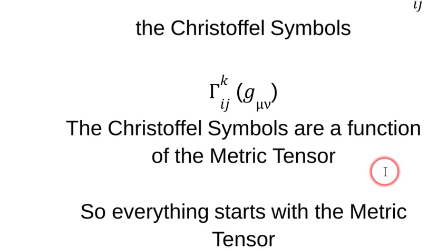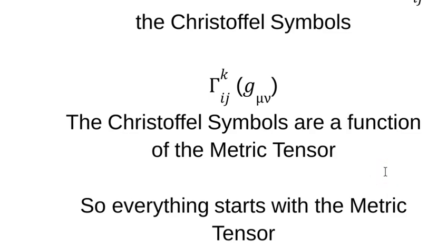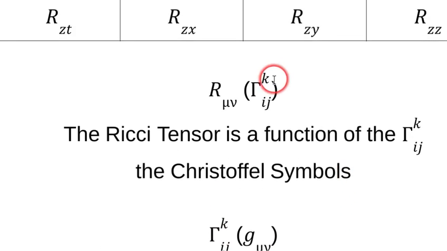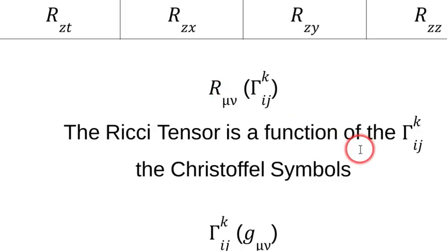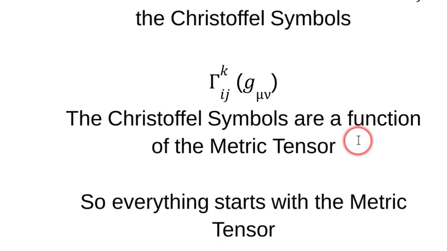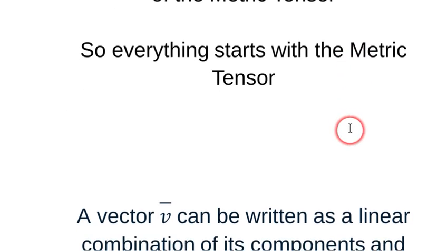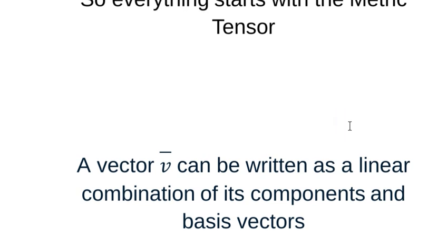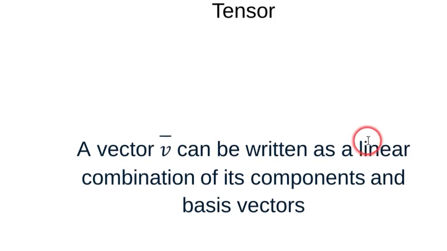So everything starts with the metric tensor on the left side of Einstein field equations. The curvature of space-time, you have to have a metric in order to do anything, because you have to put it into the Christoffel symbols. You put the Christoffel symbols into the Ricci tensor, or actually into the Riemann tensor, but that's not important, in order to solve the left side of that equation. All right. So let's get rocking on what this thing can be used for. Okay, we all know that a vector can be written as a linear combination of its components and basis vectors.